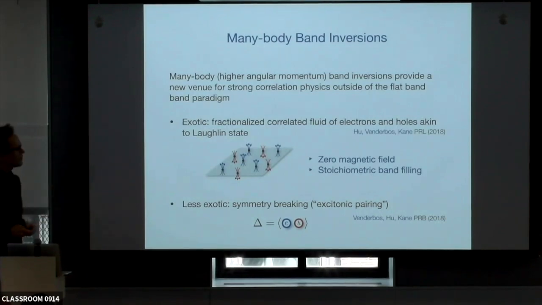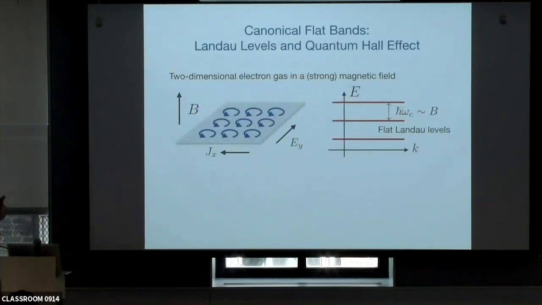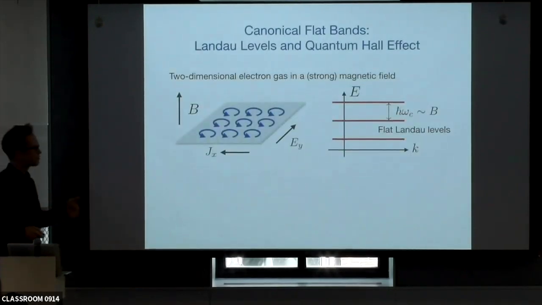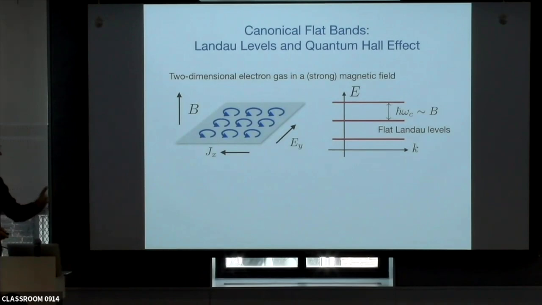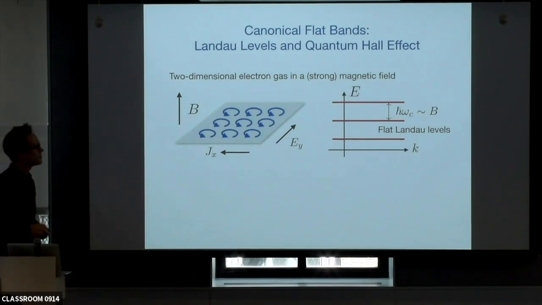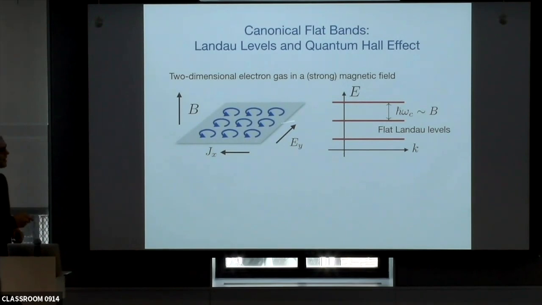So as I said, one of the main things that I'd like to showcase is that, in particular, this type of physics can come out of a paradigm that is very different from the paradigm that we're used to in describing strongly correlated topological phases, and that is the flat band paradigm. And the canonical example of that is the case of Landau levels and the quantum Hall effect. So in a two-dimensional electron gas in a perpendicular magnetic field, the energy levels reorganize into these flat Landau levels.